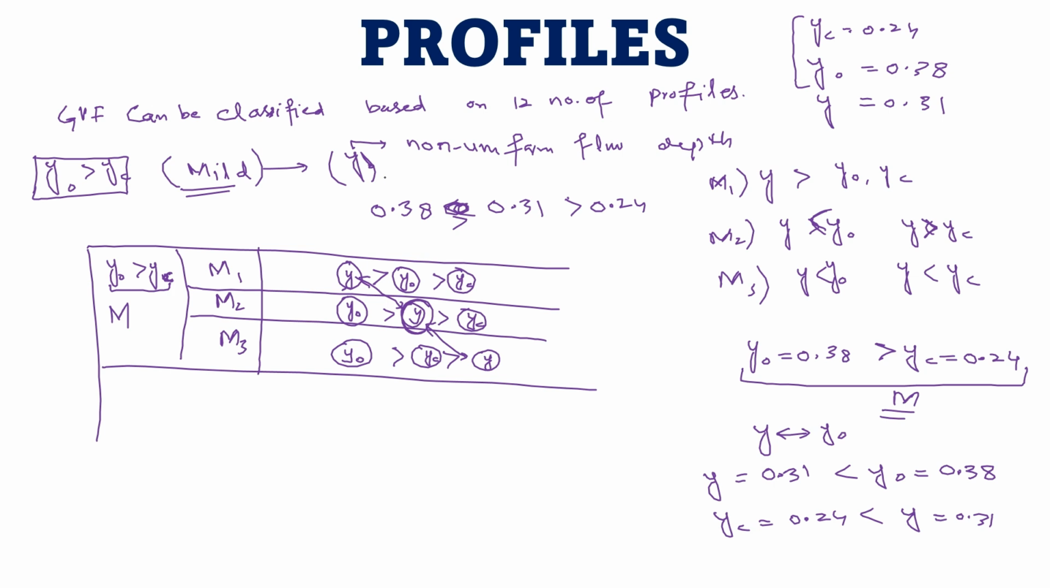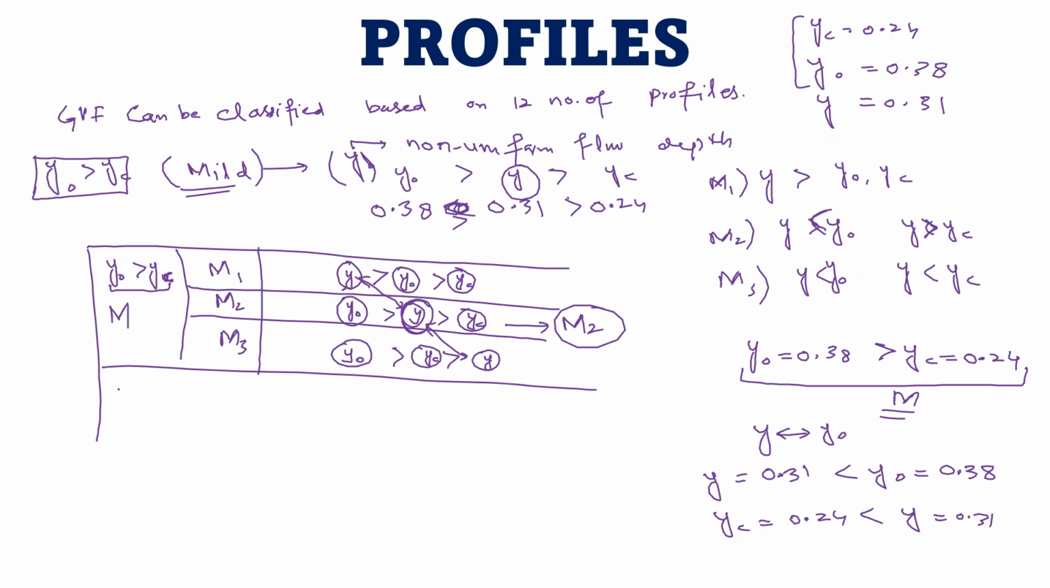What is 0.38? It is Y naught. What is 0.31? It is Y. And what is 0.24? It is YC. Now Y comes in the middle. So when Y comes in the middle of Y naught and YC, the case will be the second one. So the profile for our question, or for our values, is M2 type.